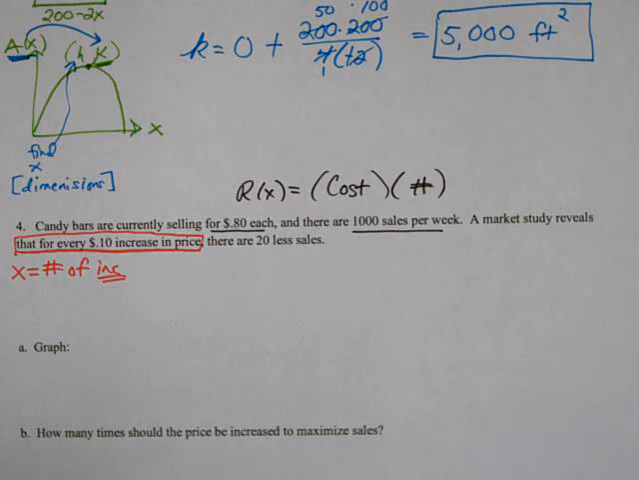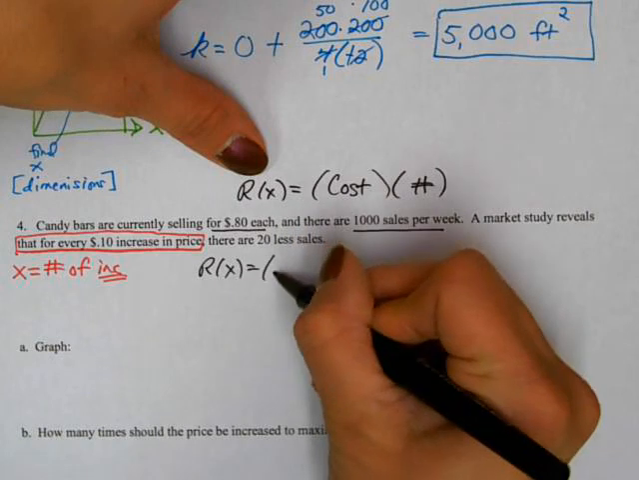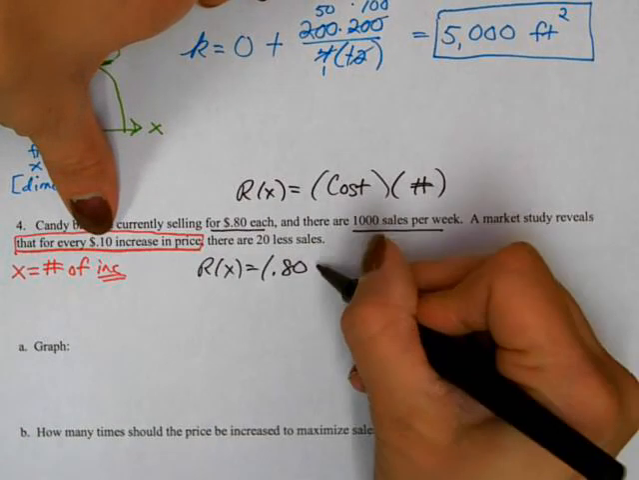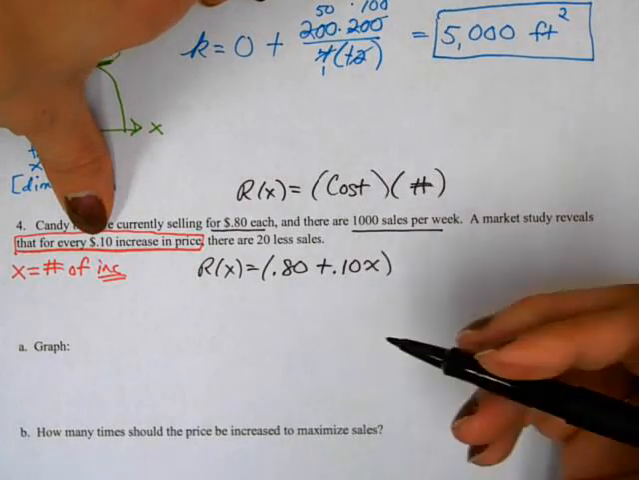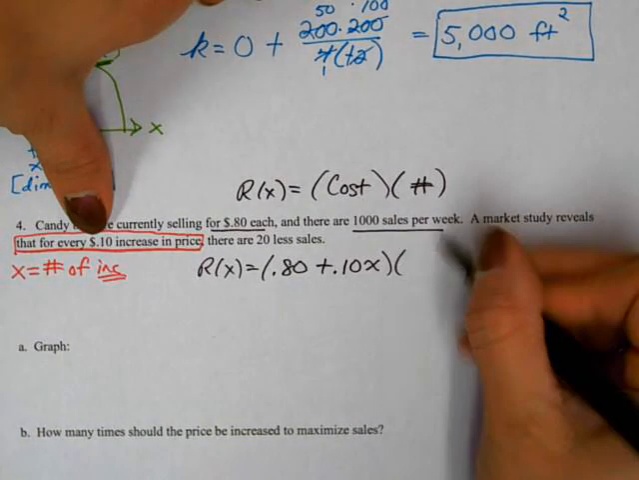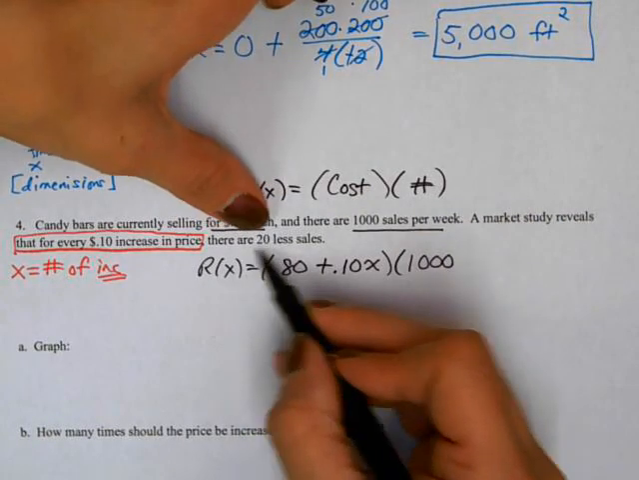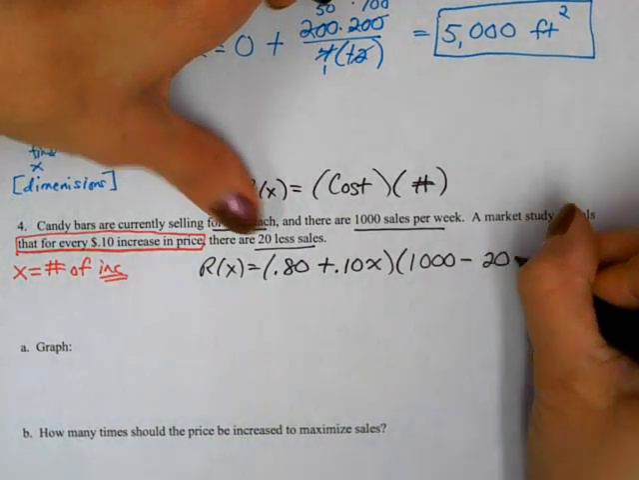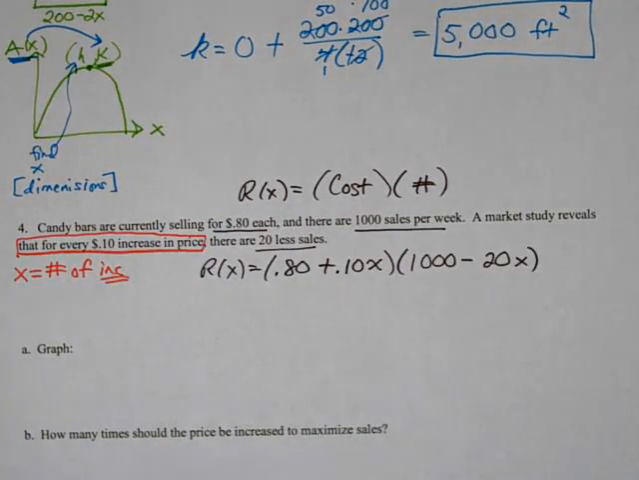All right, let's go ahead and work on our equation a little bit. They're currently selling for 80 cents, so that's going to be 0.80. And I'm going to increase it 10 cents, but not just 10 cents, it's 10 cents times every X. Maybe I increase twice. I'm currently selling 1,000 of them, but I'm going to lose 20 sales if I keep making it go up, so minus 20 times every one of those increases. We are going to have to multiply this out so that we can get the ABC.